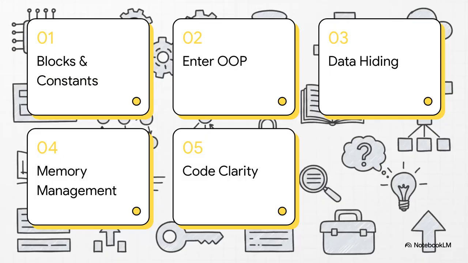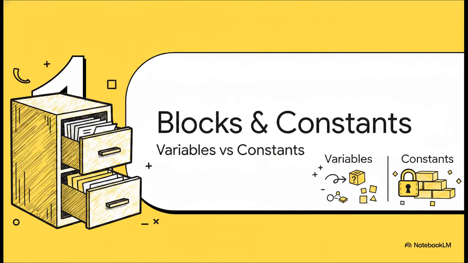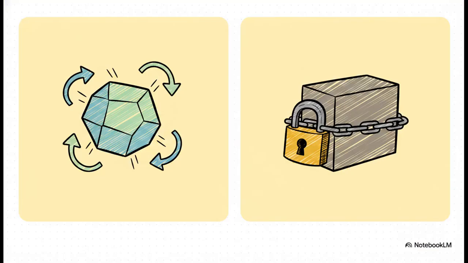All right, here is our precise roadmap for today. We'll start with building blocks and constants, move right into object-oriented programming, tackle encapsulation and data hiding, jump into constructors and memory management, and finish off with code clarity and readability. Okay, part 1, building blocks and constants. Let's dive right into this.